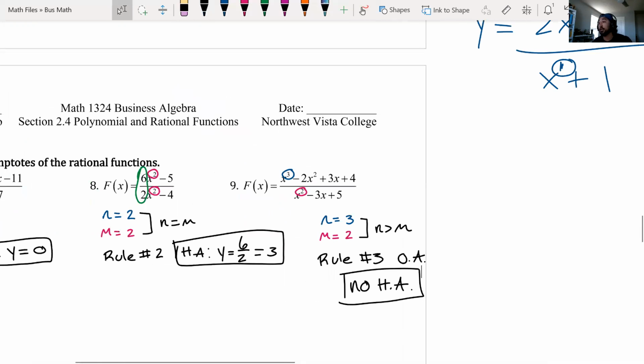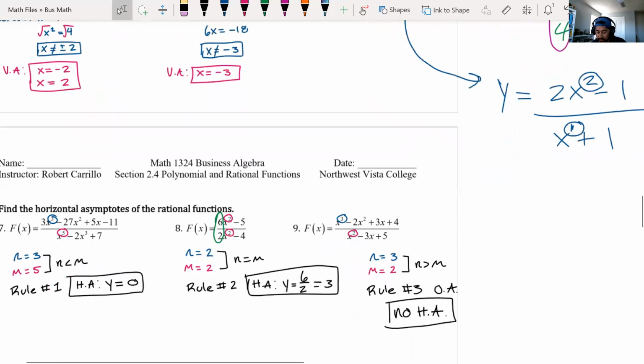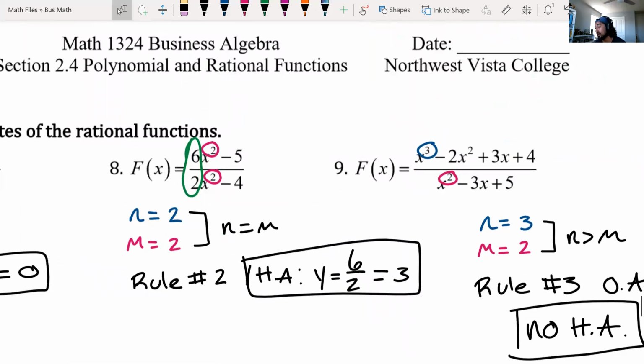Okay, and that's how you use the rules for horizontal asymptotes. I have a quick question about number 8. Go ahead. How did we get the 3 again, like at the end? Because you take the leading coefficients over each other, right? So the leading coefficient of the numerator is 6, and the leading coefficient of the denominator is 2. Oh, we divided. Oh, I'm sorry. You're good. Okay, thank you.